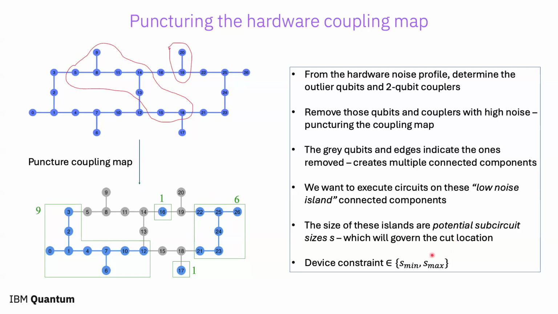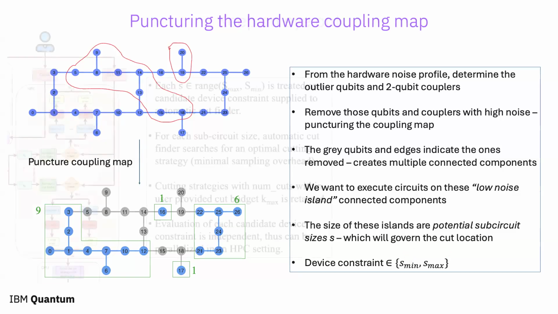So S max is, of course, for this example, 9. S min from this example is 1, but taking 1 doesn't make a lot of sense. So if you have a circuit with, say, 10 qubits, what we selected is that my S min will be just N divided by 2. So that's equal partitioning, versus going up to the largest circuit that we can accommodate in any of these good layouts. So that's my device constraint. It's everything between S min and S max.